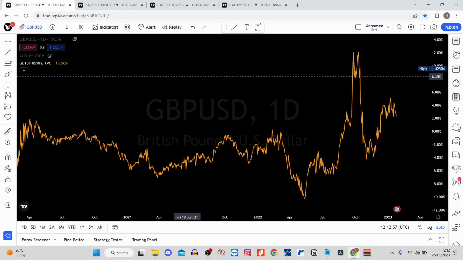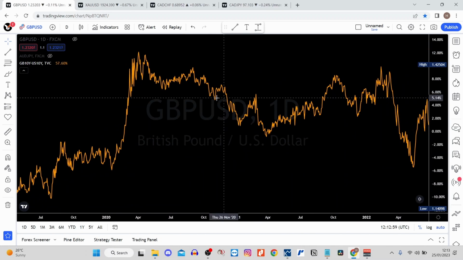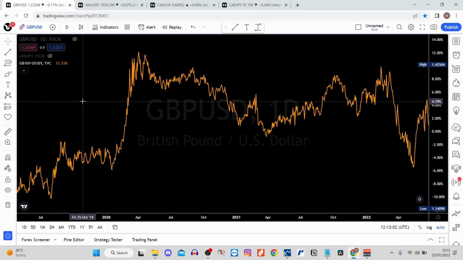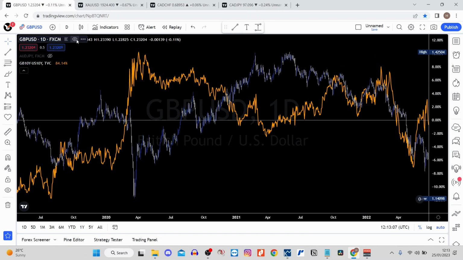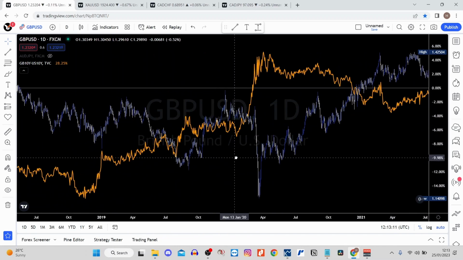Okay, now how can we use this to trade? That's all I want to know. How can we use it to take trades? Okay, or high probability trades. The first thing that I would do is if I put the chart on and look at the relationship, what does it tell me?